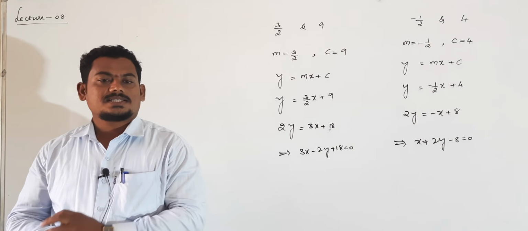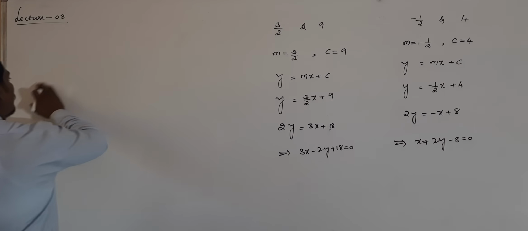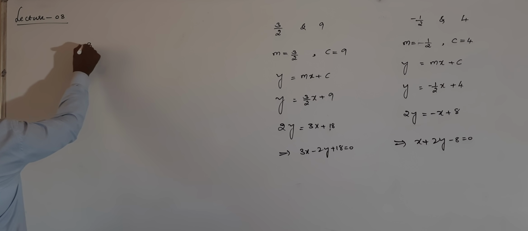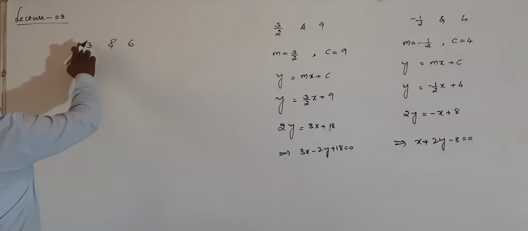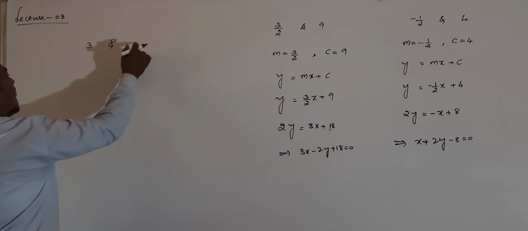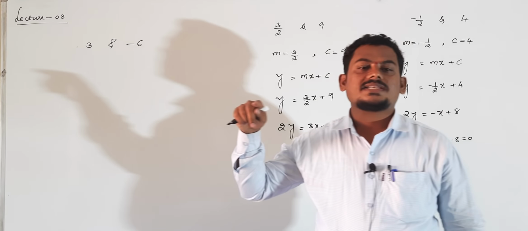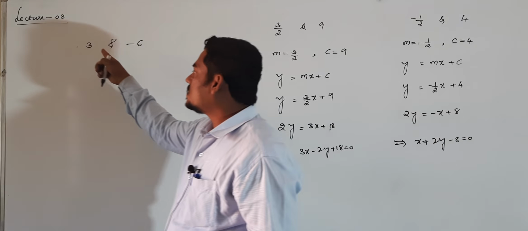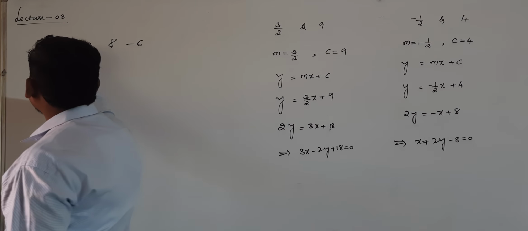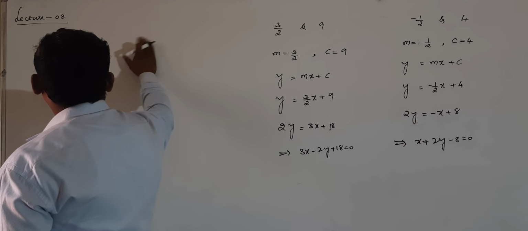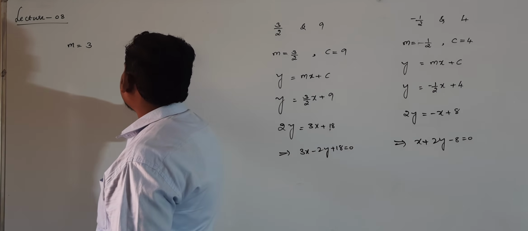Next, find the equation of the line whose slope is plus 3 and y-intercept is minus 6. Question is, find the equation of the line whose slope is plus 3 and y-intercept is minus 6. Slope 3 means m value 3, right? And the notation for y-intercept is c, that is minus 6.